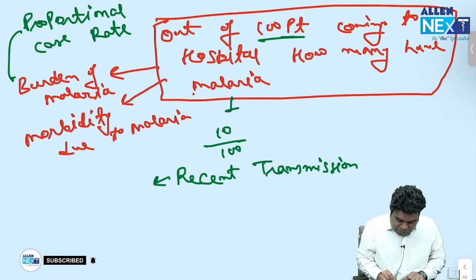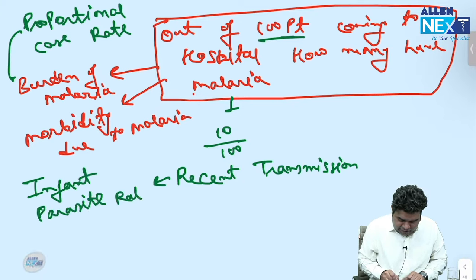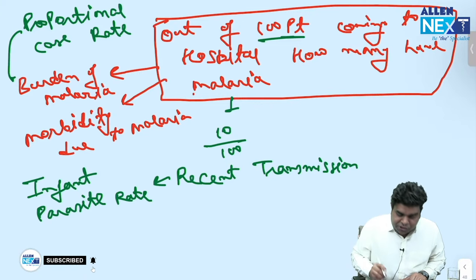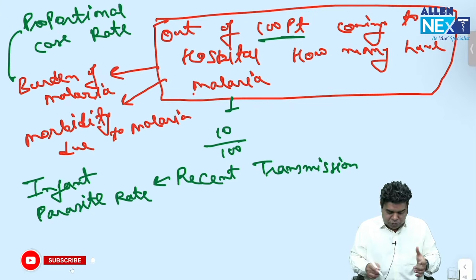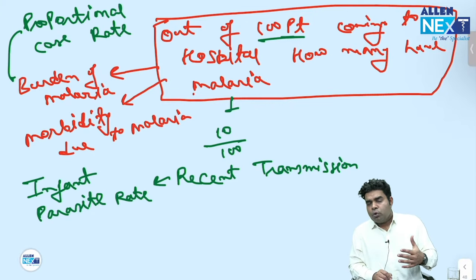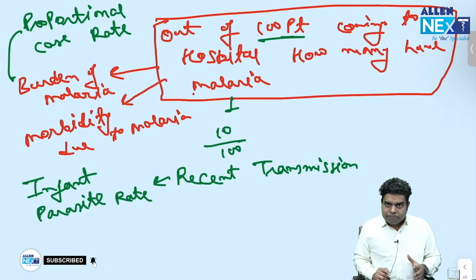So recent transmission is detected by infant parasite rate. Infant parasite rate tells recent transmission. Now, after recent transmission, suppose you know that it is recently transmitted. Now, as a CMO, you should try to know whether, as compared to last year, malaria is decreasing or not.